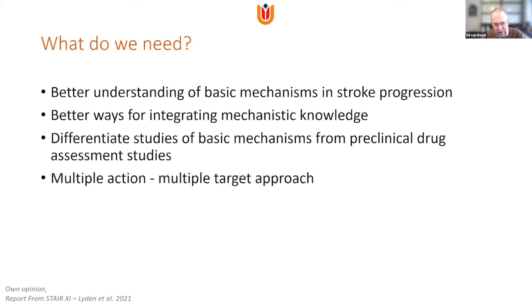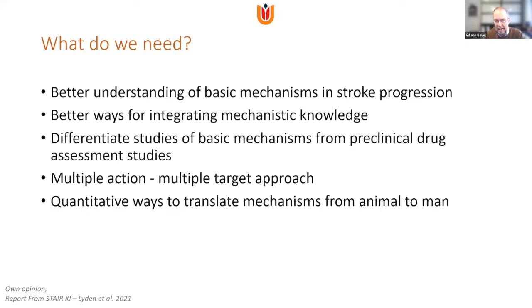If you develop drugs, I think we need to look at multiple action, multiple target approaches. And in terms of how we should use our animal studies, we need to find quantitative ways to translate mechanisms from animal to man that account for the differences in size, the differences in perfusion, the differences in molecular mechanisms, and so on.